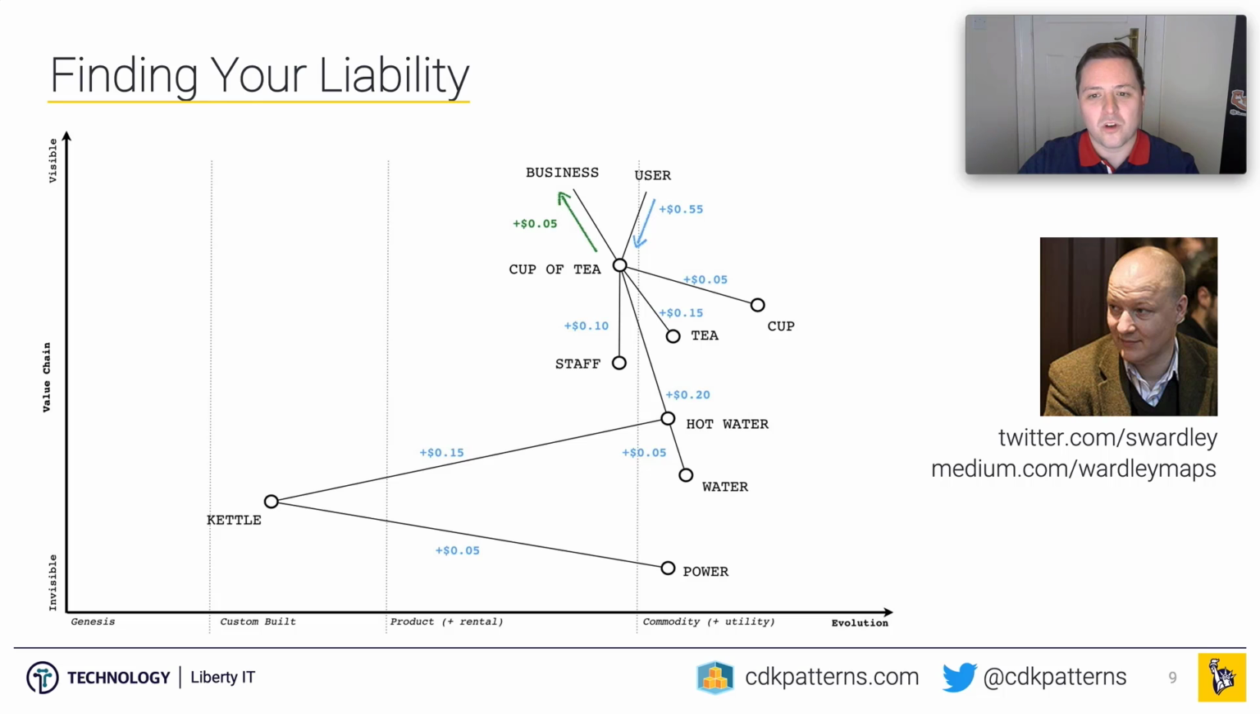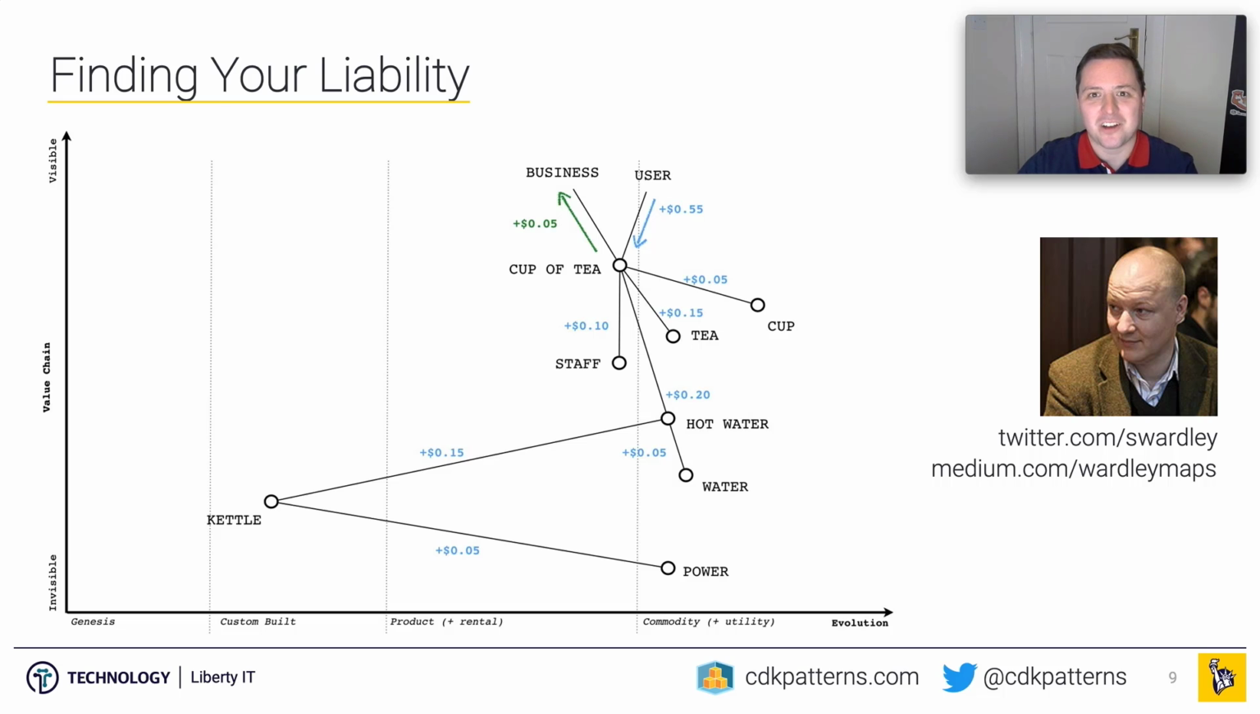Now, if you look at where the cup of tea goes from there, 5 cents to the cup, 15 cents to the tea, 10 cents to the staff. And then 20 cents is going down to the hot water. From there, 5 cents is going to water. But 15 cents is being directed way left to this custom proprietary kettle technology that they're using, with only 5 cents going down into power.